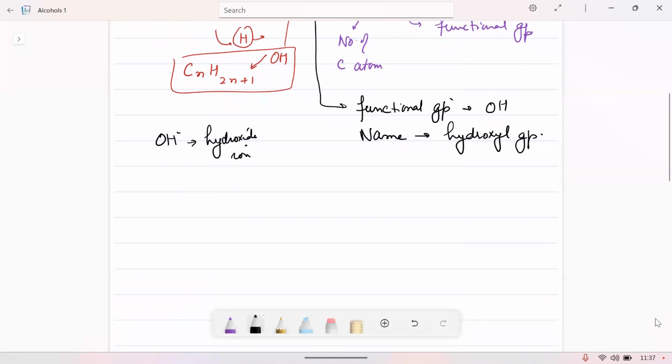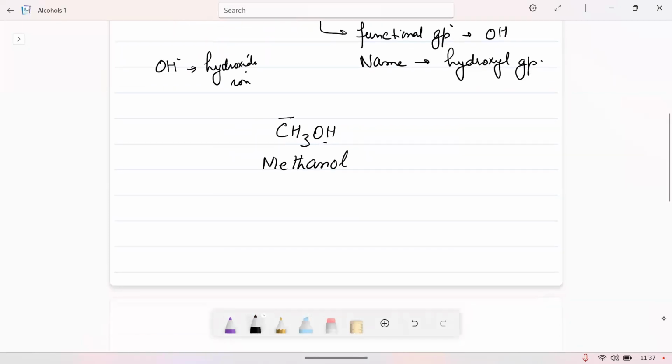So the next thing is just a quick review for the naming. Let's say I give you CH3OH. Now there's one carbon atom. So for one carbon atom, it should have been methane. But there is a functional group over here, so you will remove the e, and in that case, you will write ol. So this becomes methanol. If you have, let us say, CH3CH2OH, same way, there are two carbon atoms. So for that, you will write ethanol. There is a single bond between them and the OH.